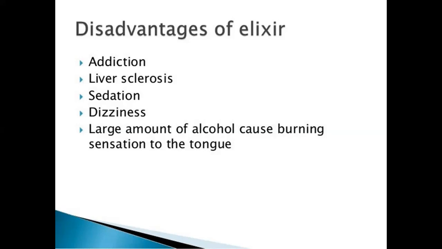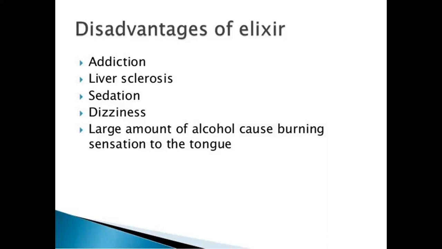Then next is liver sclerosis. Liver sclerosis is a hepatic disorder. Do you know about liver cirrhosis? Yes or no? Yes, ma'am. No, ma'am. So liver sclerosis is a hepatic or liver disorder in which the liver is damaged. Because of more administration or higher concentration of alcohol, there may be chances of damage to the liver, and that's why there is failure of liver function.